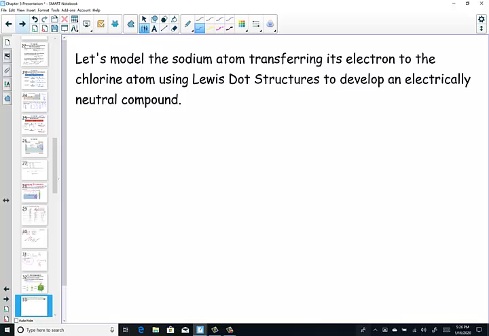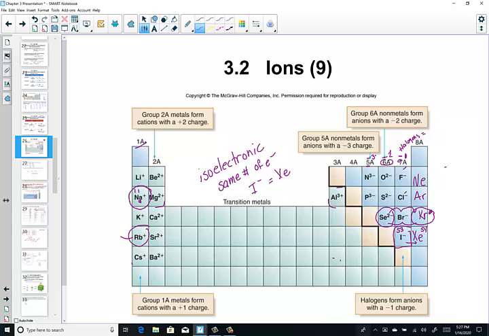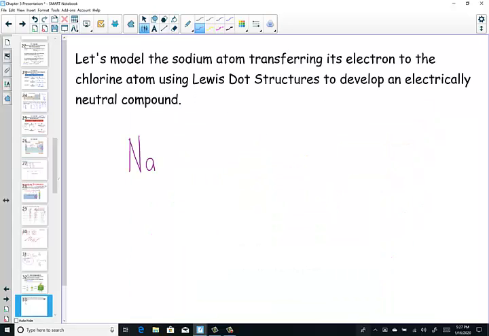Let's model sodium transferring its electron to the chlorine atom using Lewis dot structures and develop an electrically neutral compound. So this is thinking about how many of each ion we need to create an electrically balanced compound. I'm going to start easy. Sodium lives in group 1A. It will form with its 1 valence electron. And while I'm here, I'm going to look for chlorine. Chlorine lives in group 7A, so it has 7 valence electrons. Sodium with its 1 valence electron, and chlorine with its 7 valence electrons.